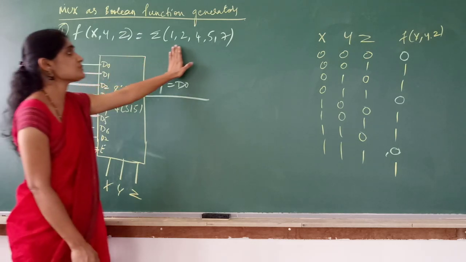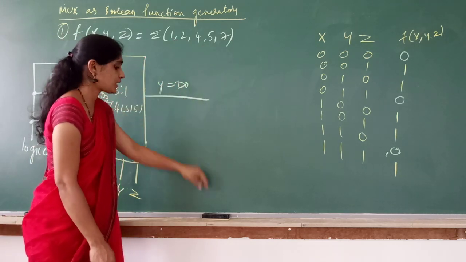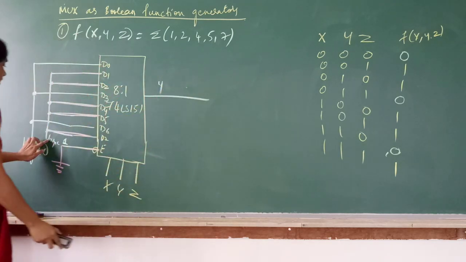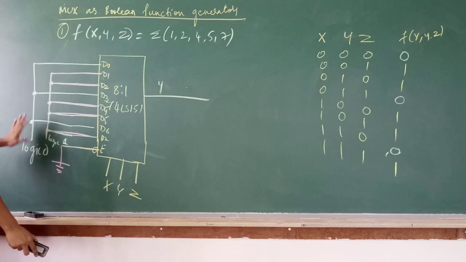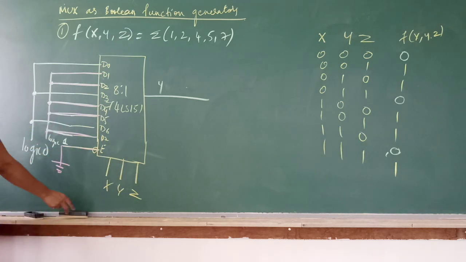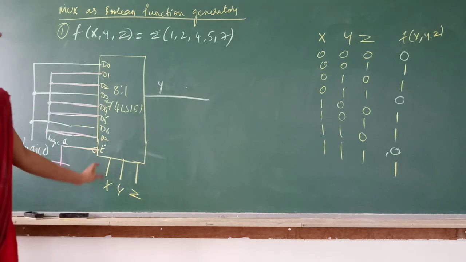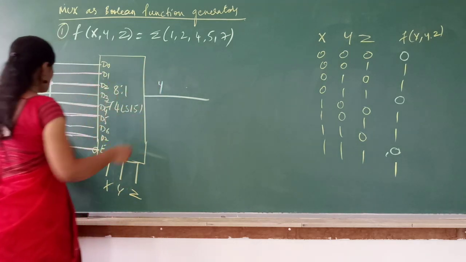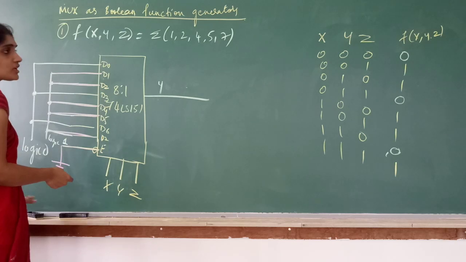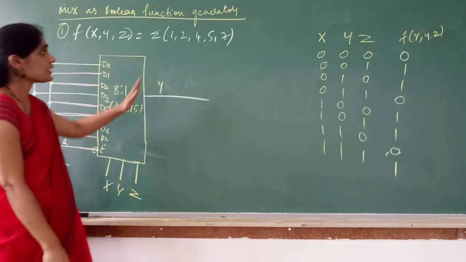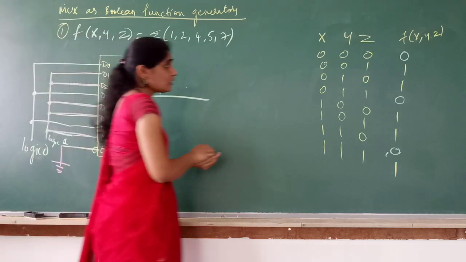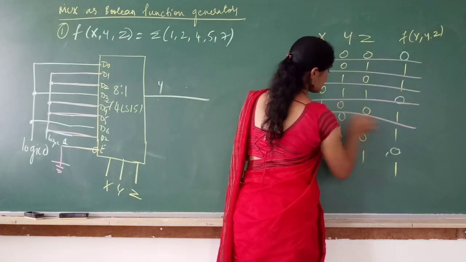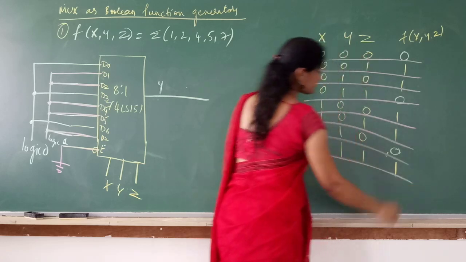As these are the min terms, I expect the output to be equal to 1 for these combinations. So these are connected to logic 1. Other terms are connected to logic 0. That's all. This is the implementation of a given Boolean function using a multiplexer. Very simple. That is the truth table you are going to get, which corresponds to this function.